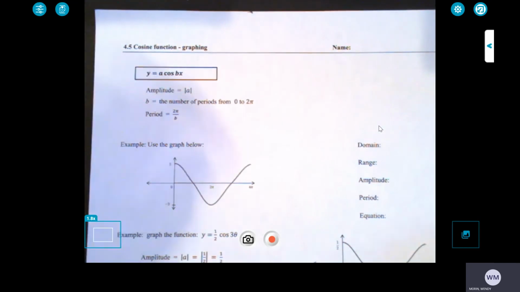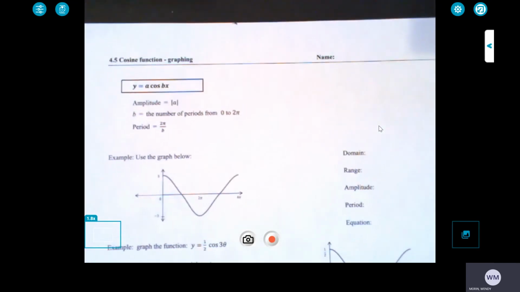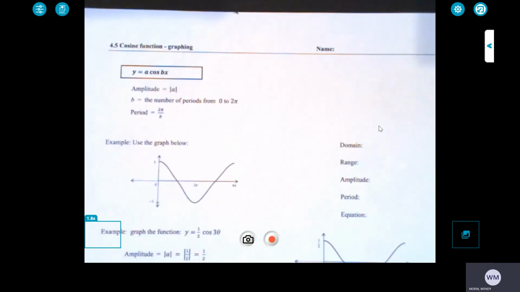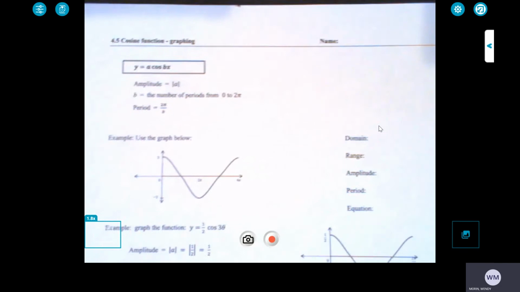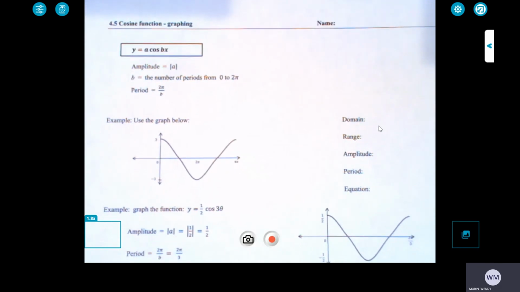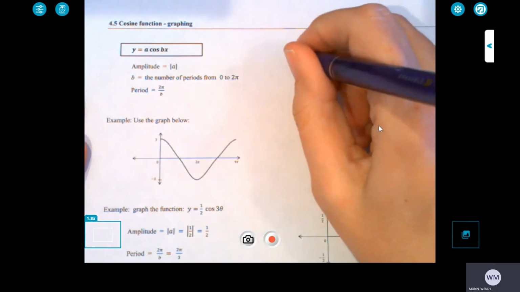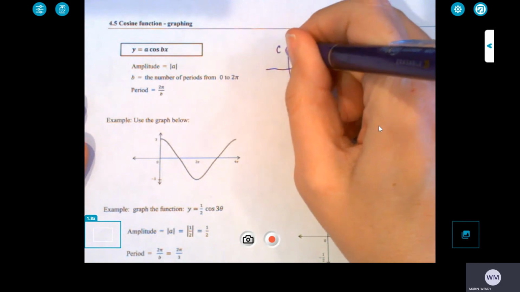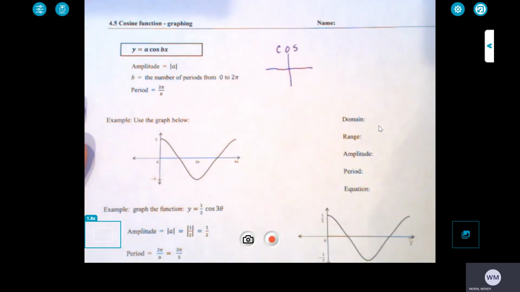Okay, welcome back. The other day we spent quite a bit of time on the sine graphs, and we're just going to quickly go over the difference between the sine graph and the cosine graph, which isn't a big difference. Recall from the unit circle, we went over the values for the sine. What about the values for the cosine?